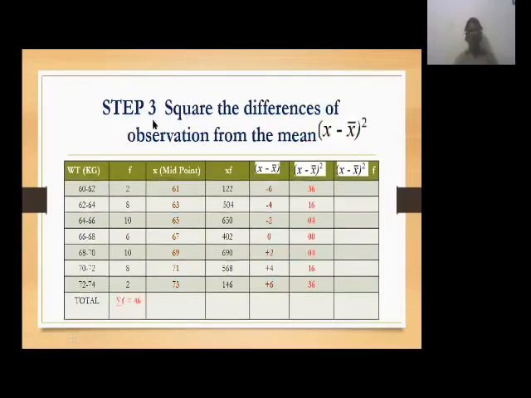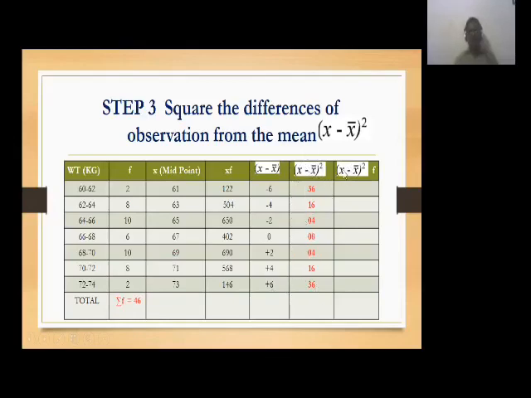Then the third step, square of the differences of observation from the mean. That means x minus x bar whole square. We already found x minus x bar. Now square this. Minus 6 square, plus 36. Minus 4 square, 16. Minus 2 square, 4. 0 square, 0. 2 square, 4. 4 square, 16. 6 square, 36. So this is x minus x bar whole square.